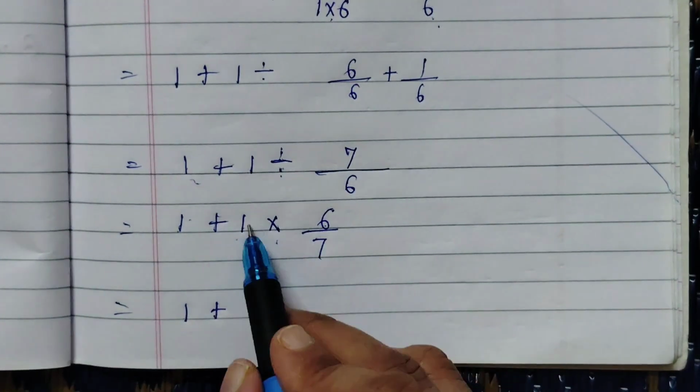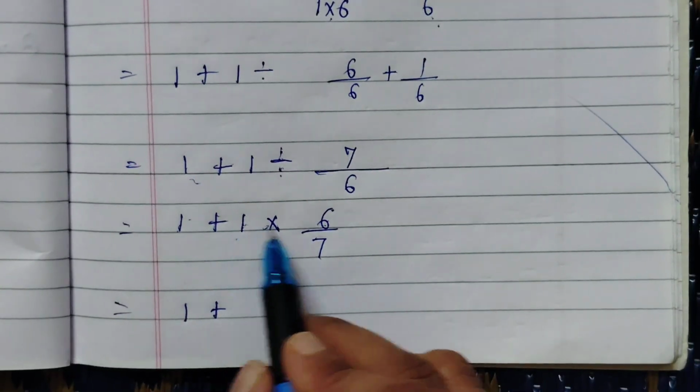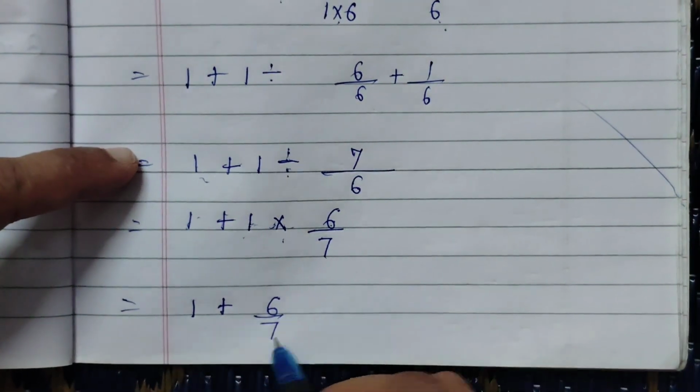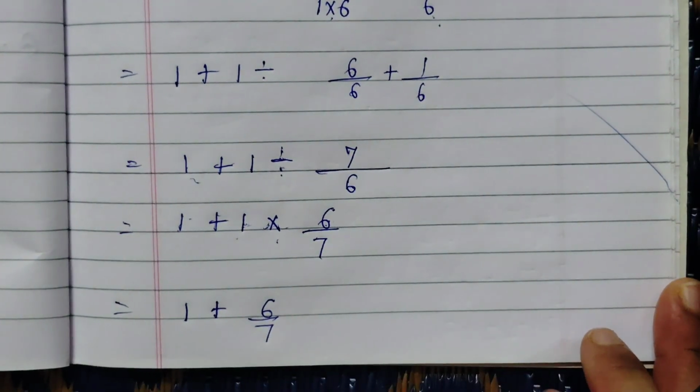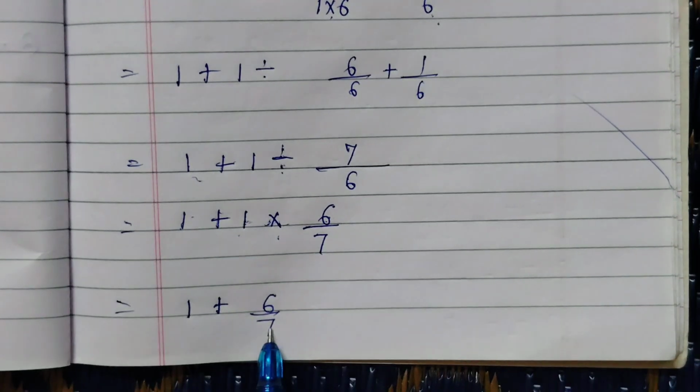Now see here, between 1 and 6 upon 7 there is multiplication. So we are going to multiply this. So 1 into 6 is 6 upon 7. Got it? I multiplied this, so I got 6 upon 7.